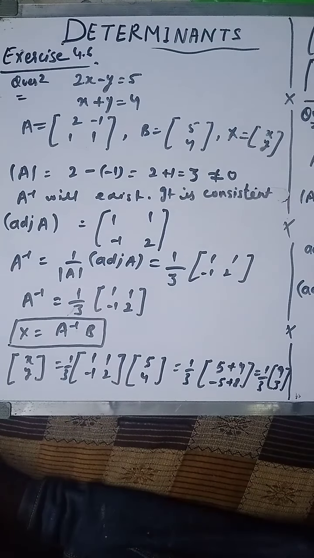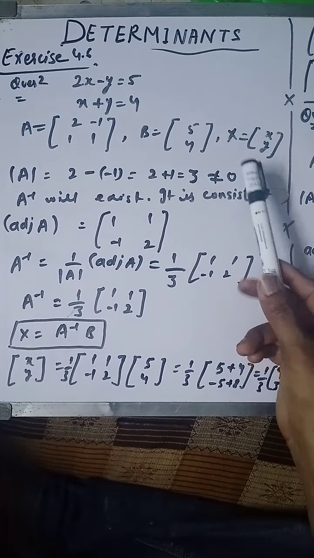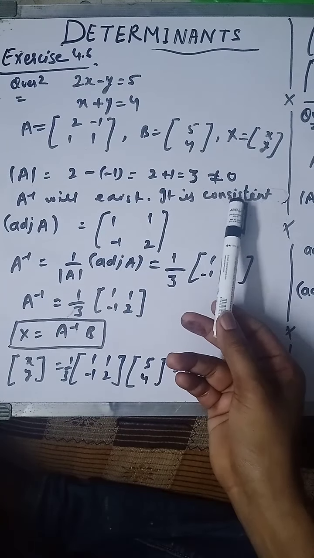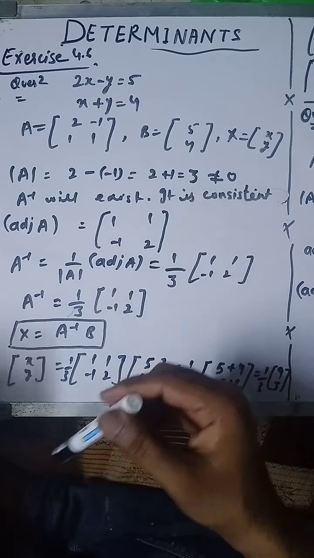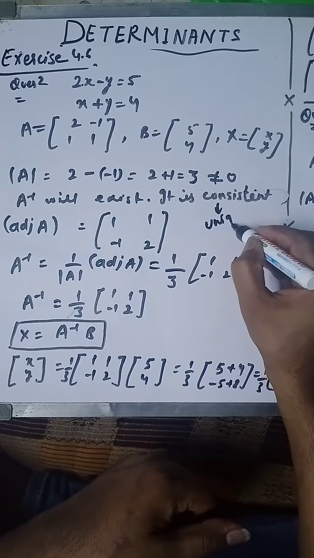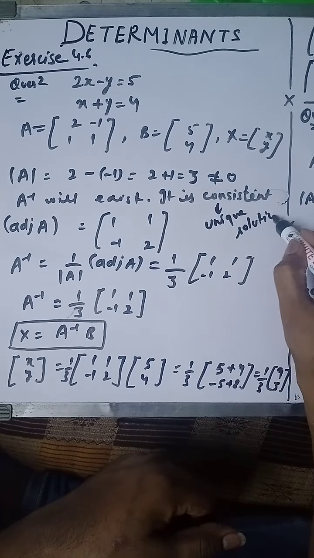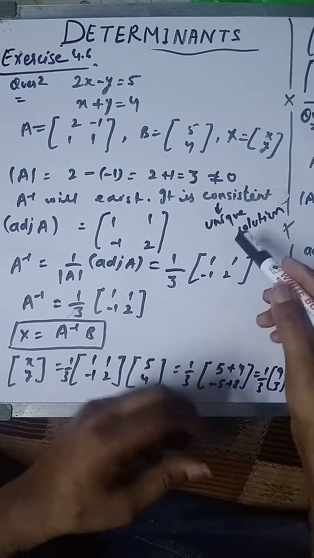So A inverse will exist because your A determinant is not equal to 0. So it is consistent, and it has a unique solution. Now how can we find this unique solution?